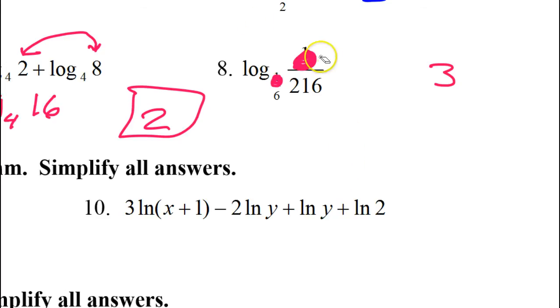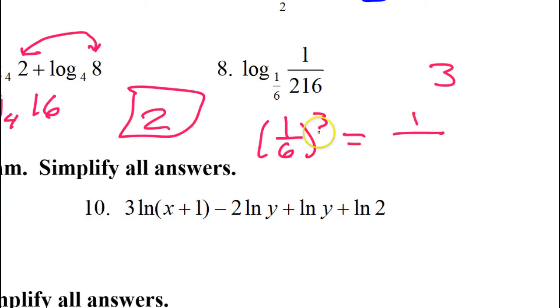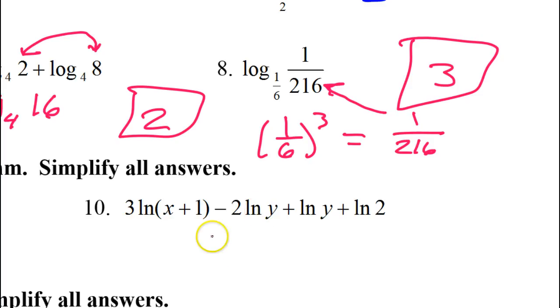Let's check it just to be sure that we understand why it's working. So we're claiming that if I do 1/6 to the 3rd power, then that should give me 1 over 216. But that makes automatic sense, doesn't it? Because 1 cubed is 1, and 6 cubed is 216. So it totally makes sense. Yeah. All right, that's the end of this video.